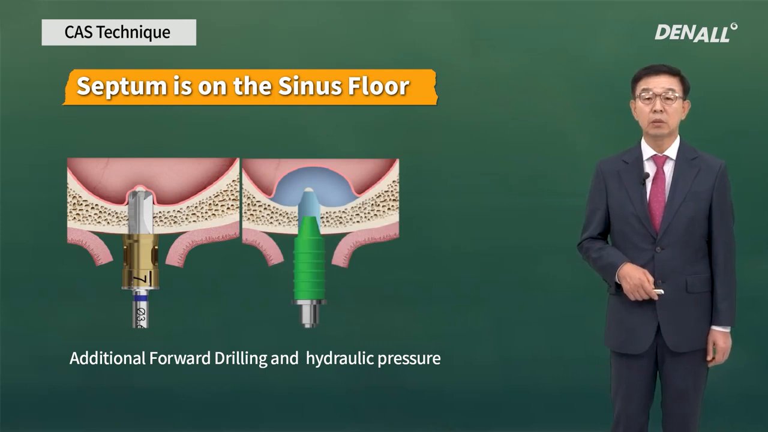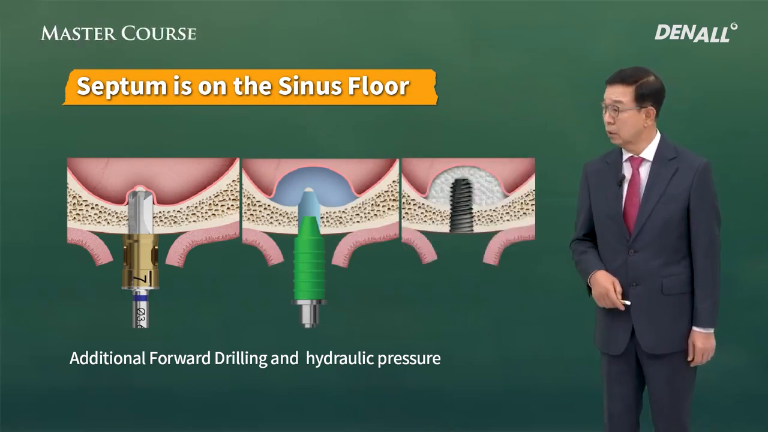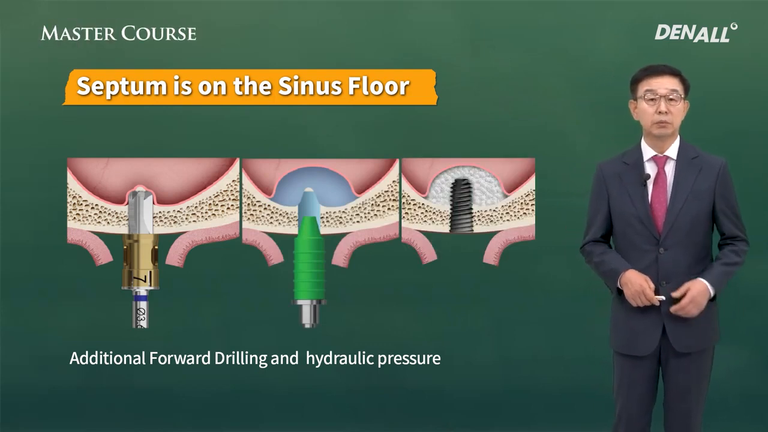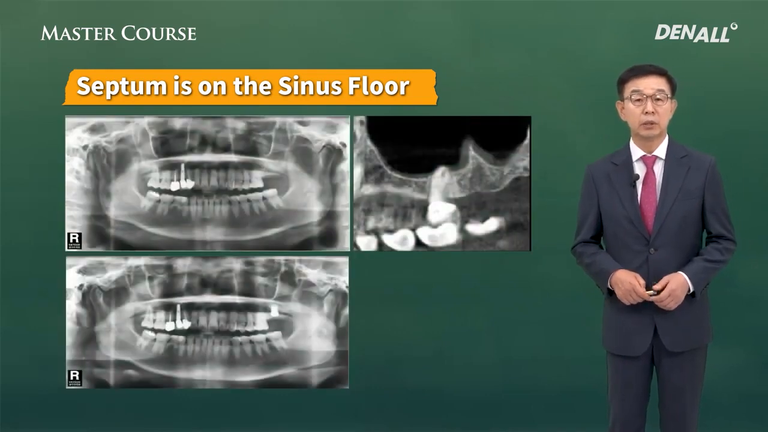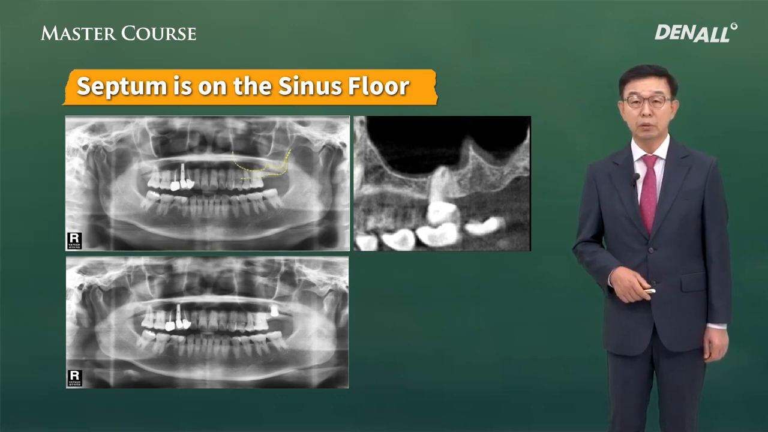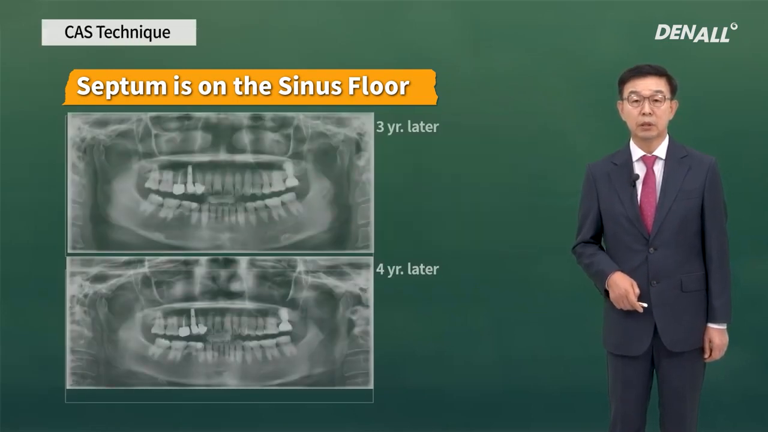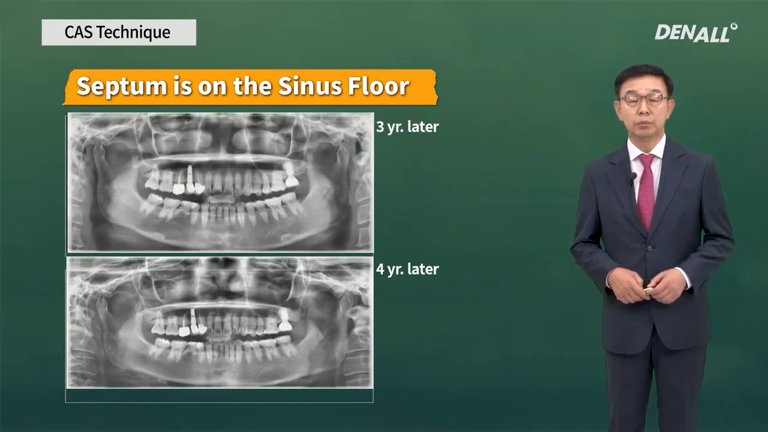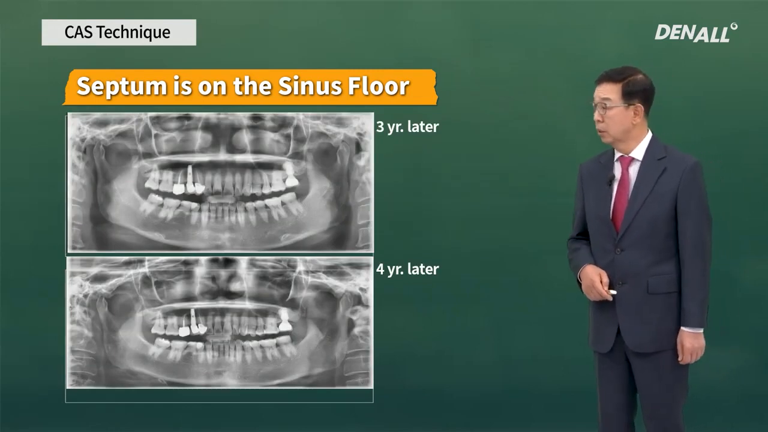Finally, I'm going to talk about doing hydrolift and placing the implant after bone graft. This is an example. This is a male patient in his mid-40s in number 17 as shown. There's a septum on the X-ray. In this case, the CAS kit can be used to place the implant easily. This is 5 years after surgery and it is well maintained.